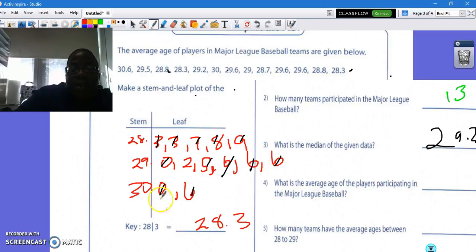My next question, what is the average age of the players participating in a major league? Remember, average is when we add up all of our items and divide by how many numbers we see. So if we add up all of our items going this way, we have 3 plus 3 plus 7 plus 8 plus 9 plus 0 plus 2 plus 5 plus 6 plus 6 plus 6 plus 0 plus 6. And then divide by how many teams we have, which is 13. So add that up, divide by 13, and you should get about 29.9.